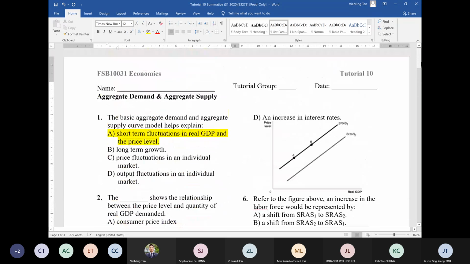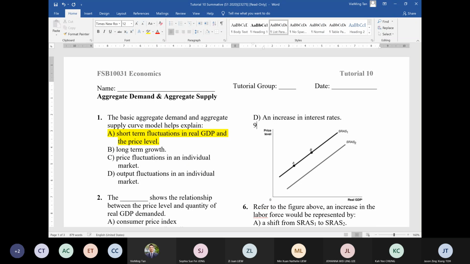Okay, D is increase the interest rate. If the interest rate is increasing, that means the cost of borrowing is increasing. Actually, in our PowerPoint slide, we did not discuss this. Interest rate means the interest charged by the financial institution to the borrower. If the interest rate is high, it is more expensive to borrow money. So the borrowing cost increases, that means high borrowing cost.